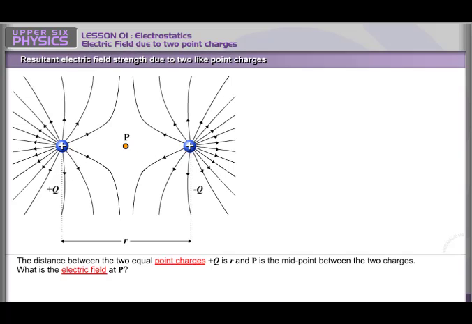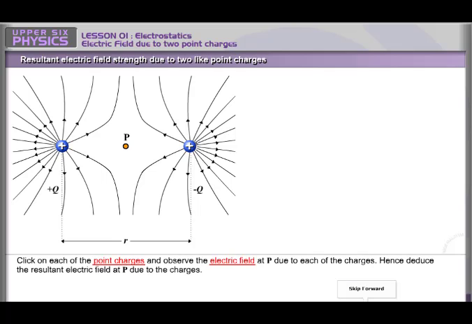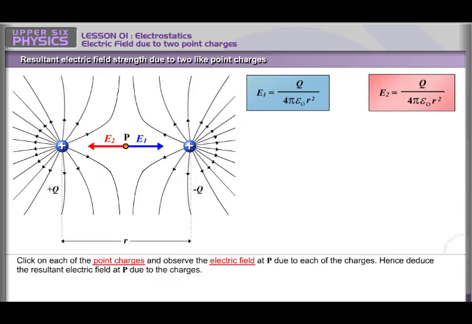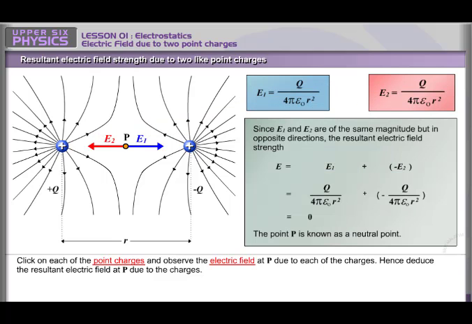The distance between the two equal point charges positive Q is r and P is the midpoint between the two charges. What is the electric field at P? Click on each of the point charges and observe the electric field at P due to each of the charges. Hence, deduce the resultant electric field at P due to the charges.